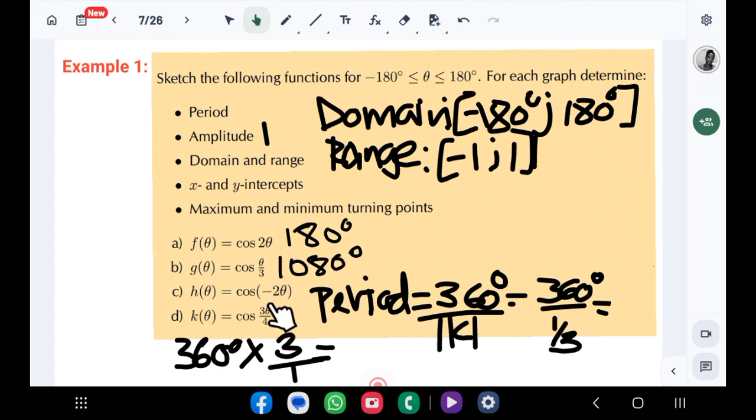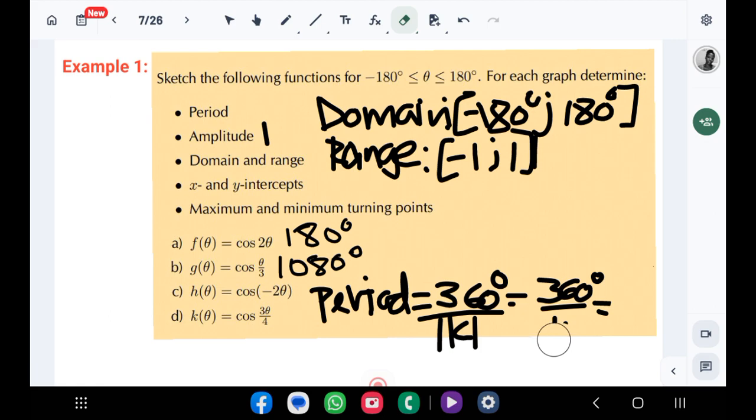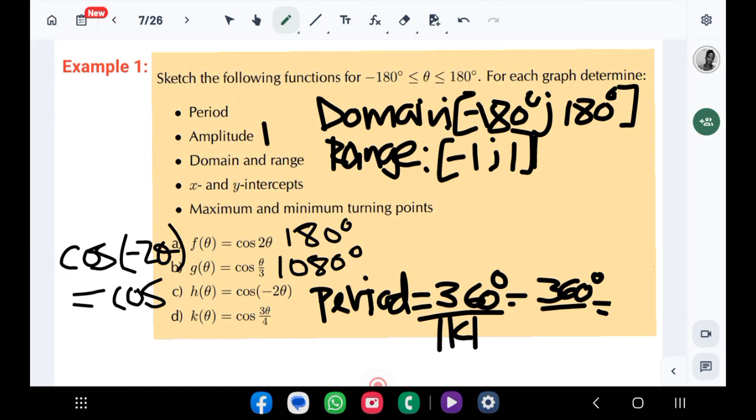Now this one, cos of -2 theta, like we said, is going to be cos of 2 theta because of the special cos angle calculations. So the period is going to be exactly the same as that of the previous function. So that is going to be 180 degrees as well.